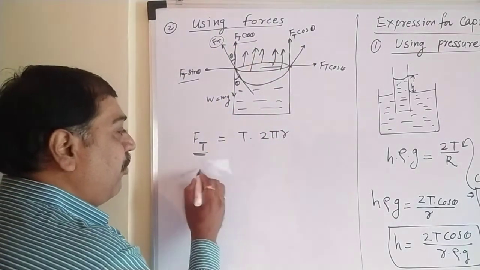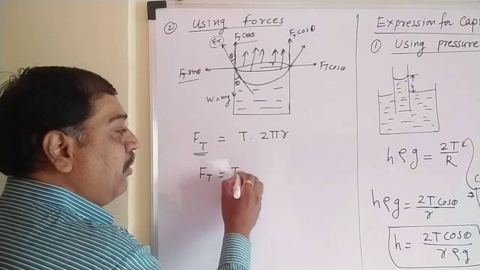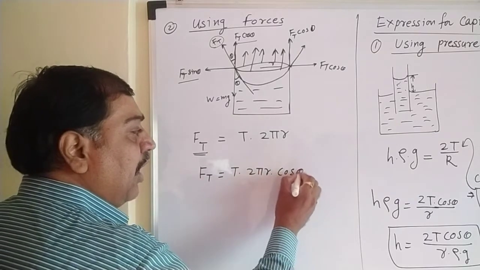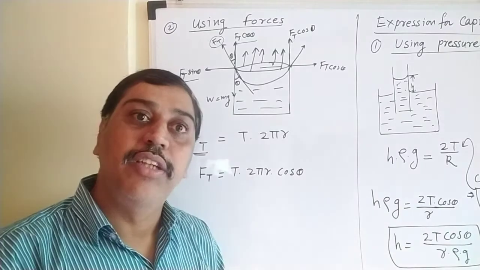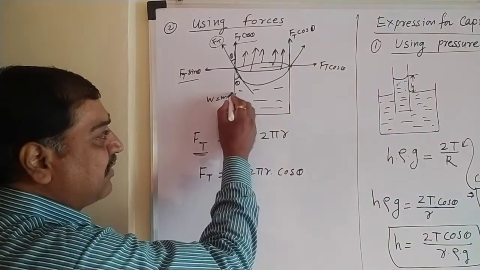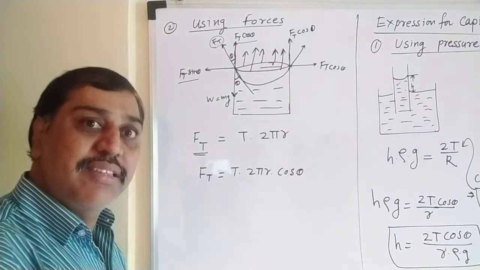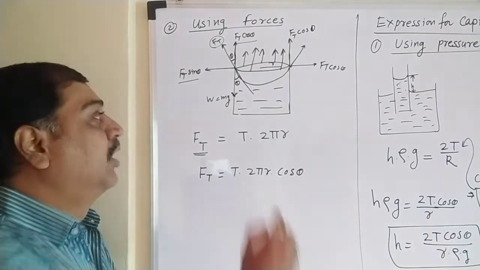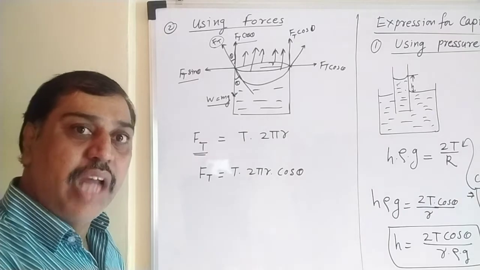So the total upward force due to surface tension is equal to T into 2 pi r into cos of theta. This total vertical force must be equal to the total downward force. And what is the downward force? Whatever the liquid in this capillary, it has some weight, or we can say it has some mass, and the force due to gravity always acts in the downward direction, given by W equal to mg. That is the downward force.